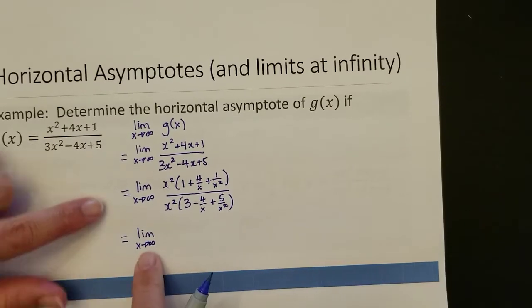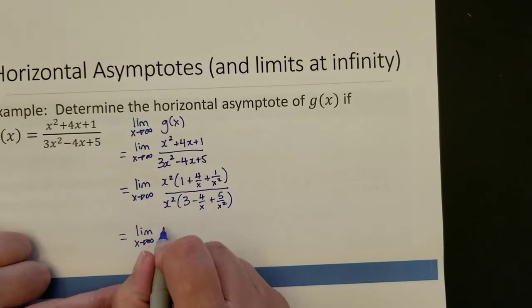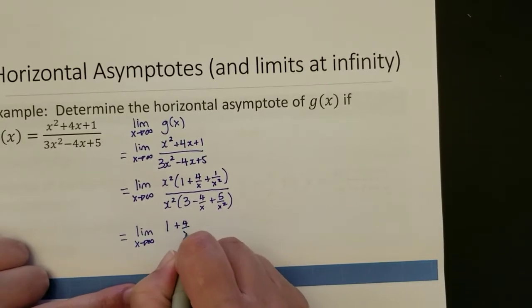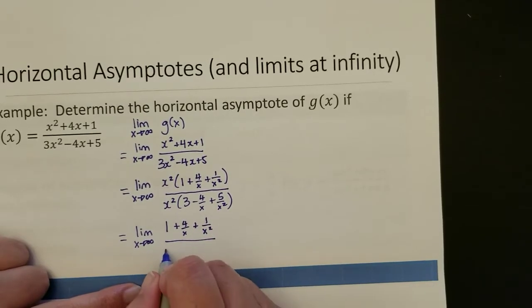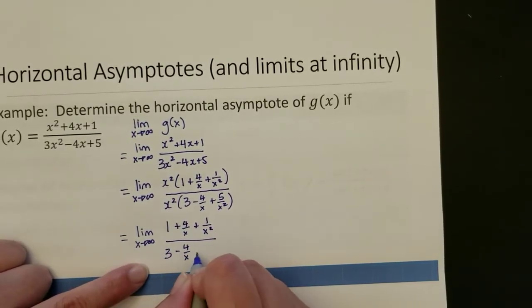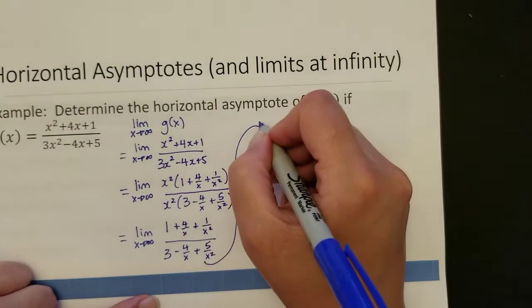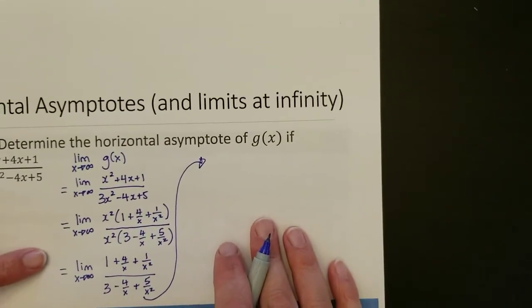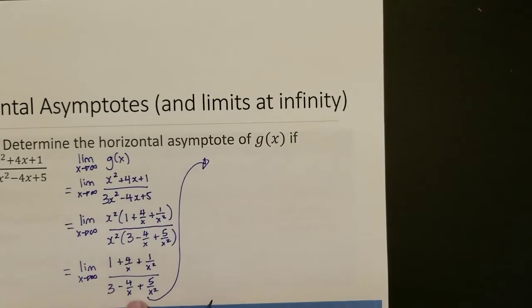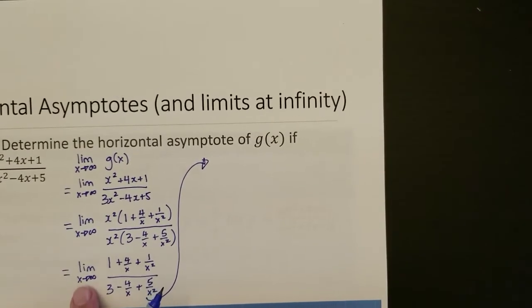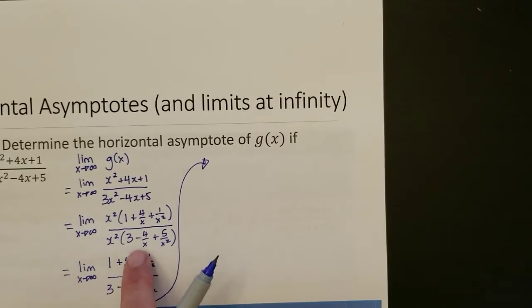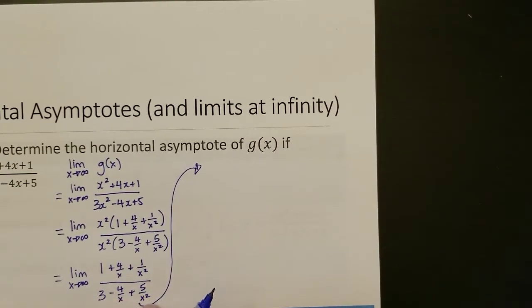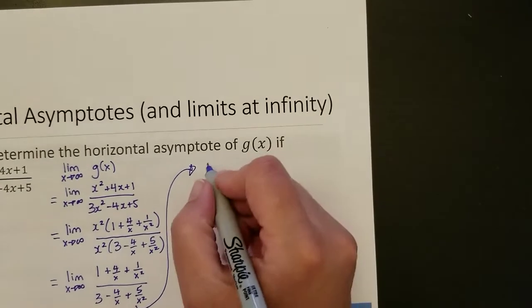Remember that I'm keeping the limit notation until I'm actually evaluating here. So I have 1 plus 4 over x plus 1 over x squared over 3 minus 4 over x plus 5 over x squared. Continuing this, running out of space a little bit here. So I'm going to continue this up, and now is actually the step where I'm going to evaluate the limit. I'm not necessarily going to sub in x equals infinity because we can't do that, but I'm going to evaluate the limit of each of these individual pieces when x tends towards infinity.